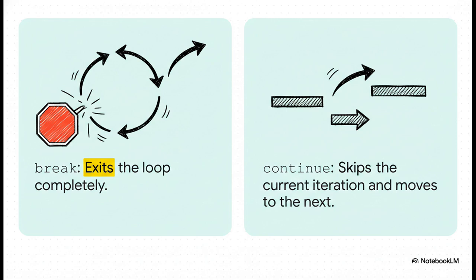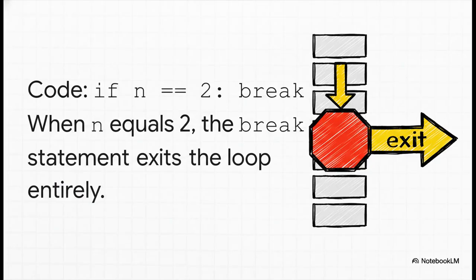Continue, on the other hand, is more like hitting the skip button on a song. It doesn't stop the whole playlist. It just skips the rest of the current song and jumps straight to the next one. All right, let's see how this works in practice.